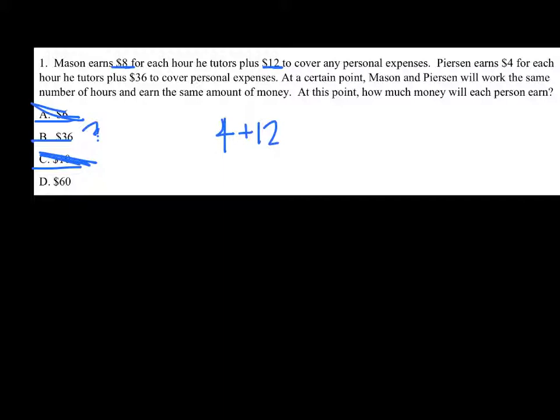Then we could look at Pearson. Pearson gets $4 for every hour, but he starts with 36. So even if he works 1 hour, he's going to make more than 36. So the only reasonable solution for this problem would be D.